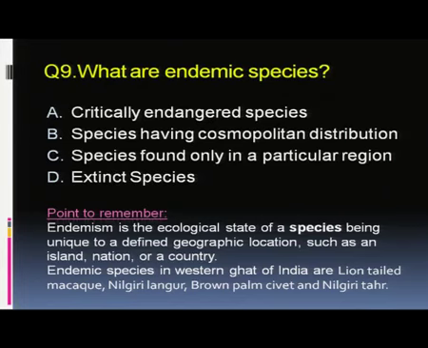The endemic species are those which are confined to a particular region and they are found nowhere else, and so they are also under threat or vulnerable to extinction, because if that particular region is destroyed, those endemic species will not survive. So, what you need to remember here is that endemism is the ecological state of a species being unique to a defined geographical location, such as an island, nation, or a country. Endemic species, for example, in Western Ghat of India are lion-tailed macaw, Nilgiri langur, brown palm civet, and Nilgiri tahr. So, these are the examples of the endemic species found in Western Ghat of India.